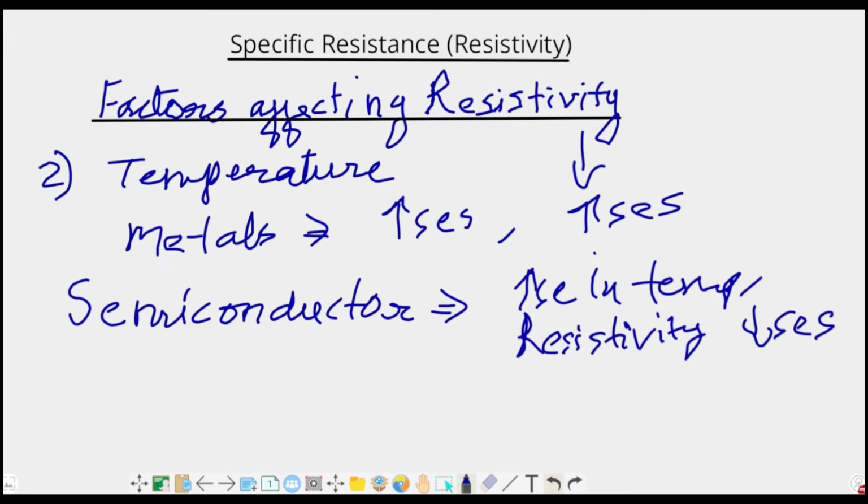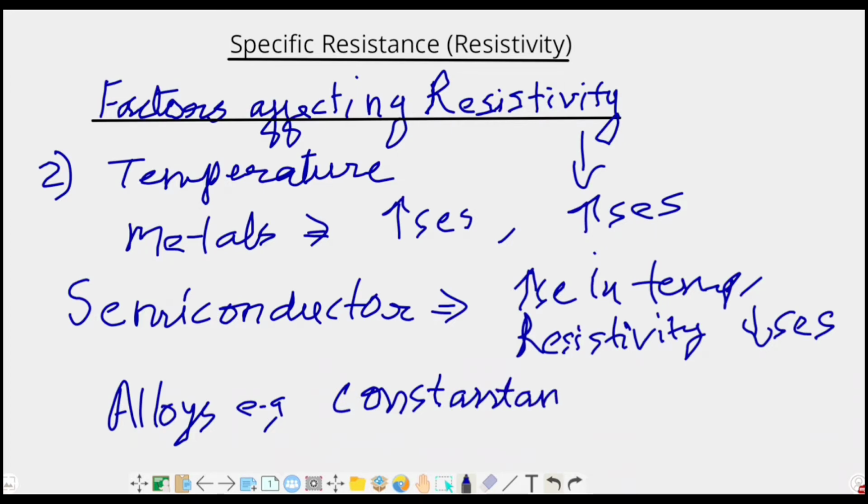Got it? But for some alloys, for example, constantan and manganese, it remains practically constant with change in temperature. So keep this in mind.